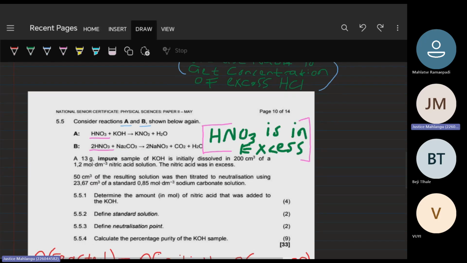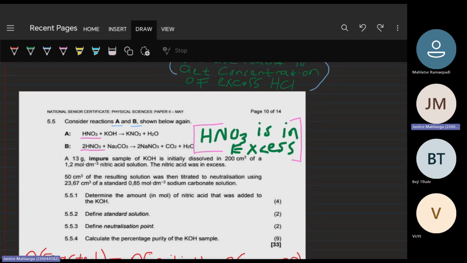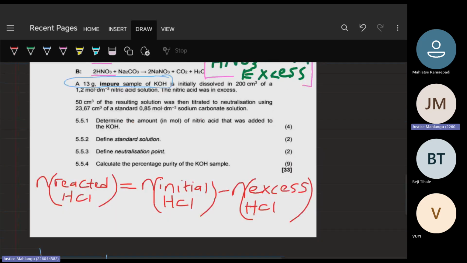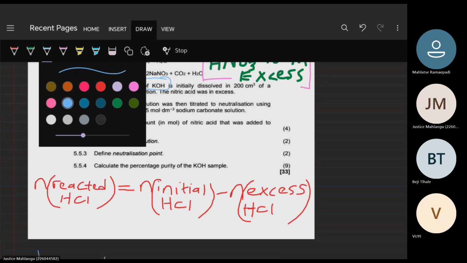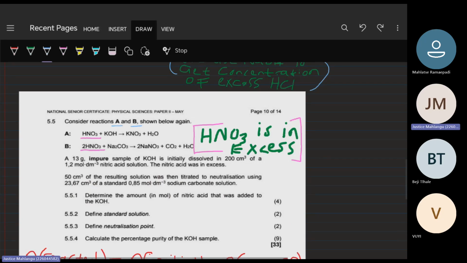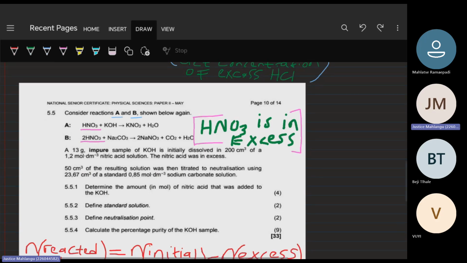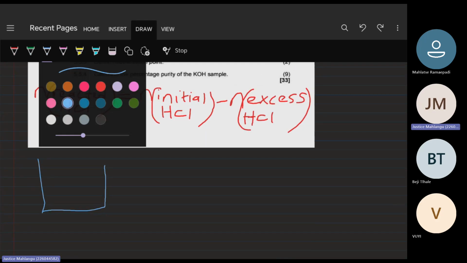They're telling you that there is a 13 gram of impure sample. You see this information that they're giving you here? A 13 gram of impure sample of the potassium hydroxide. That's the information they're giving you. It is initially dissolved in 200 cubic centimeter. They're adding an impure one, the one that is not pure. We know what's going to happen, right? Only the pure is going to react, because I've told you that we only use the pure one. So this is what is happening here.